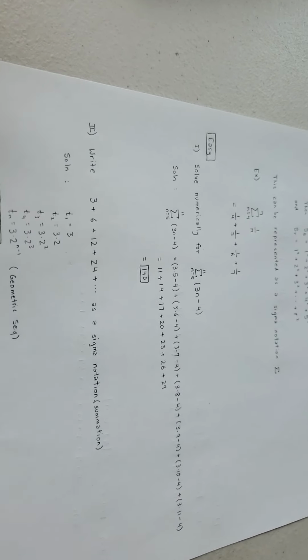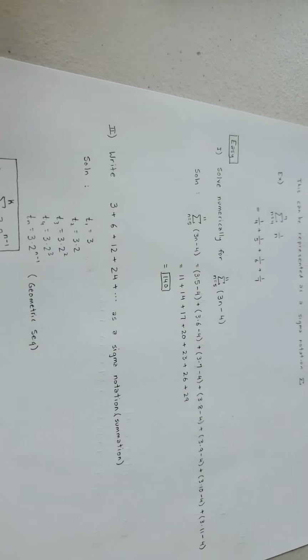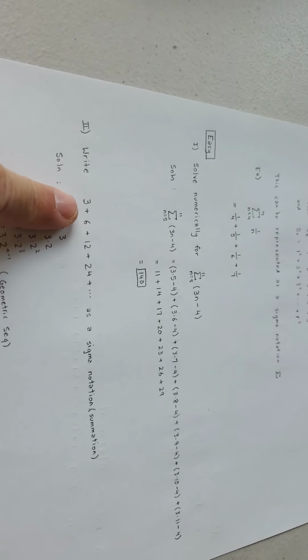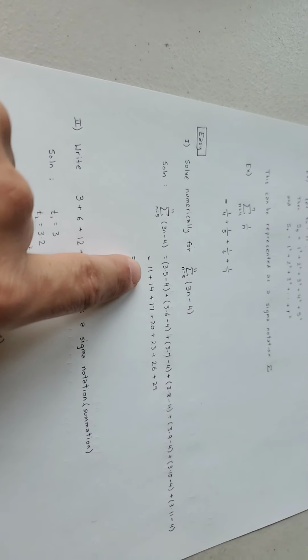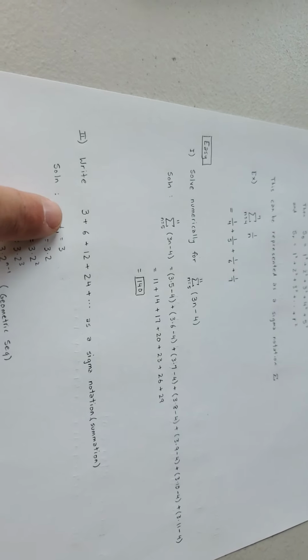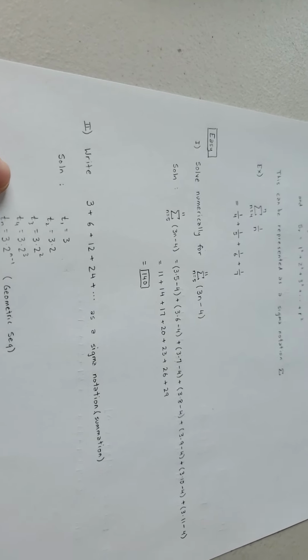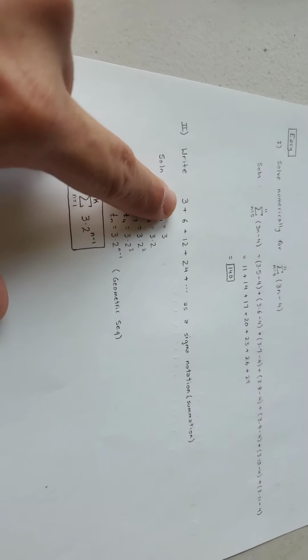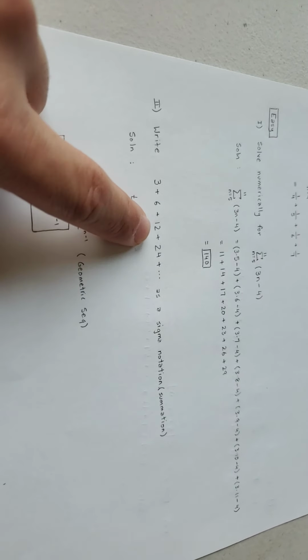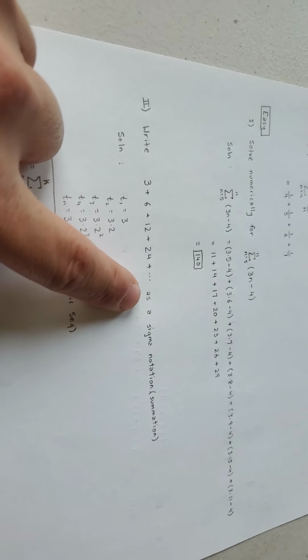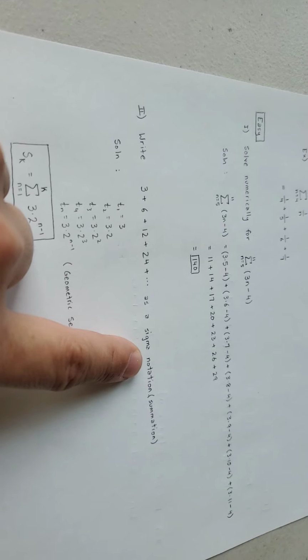Taking a reverse step of that, because that's what math is about, we want to be able to go backwards too. That is to say, if I give you a summation of a whole bunch of terms, I want you to write it as a sigma notation. So here is an example of that. You have 3 plus 6 plus 12 plus 24, and it goes on forever. And I want you to write that as a sigma notation.